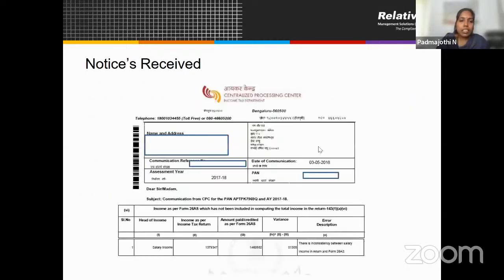So if an intimation is received by the employee, this is the error description that they will have. If I'm reporting less, for example, in this case, the income as per the tax return is less than the amount paid or credited as per Form 26AS. There is less income reported, so they are getting an error description like this. This is how the notice will come to an employee. If the error description is like this, then we have to check whether Annexure 2 data is correct, and if everything is correct, and the employee has made some mistakes or miscalculations in filing, then they have to revise their IT returns.